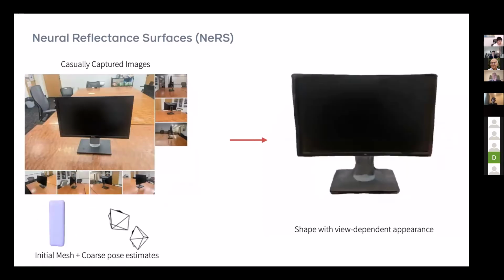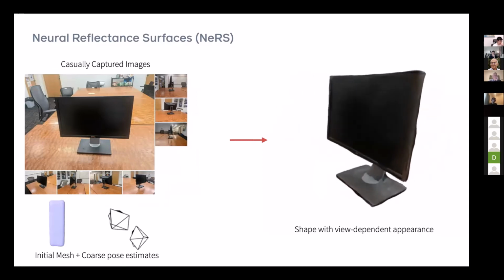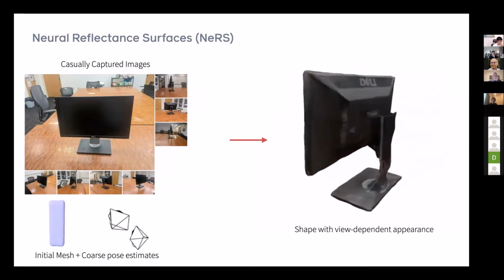And here's maybe just another example with a different object captured in the lab, where again, for this monitor, we just took 8 images, used only a cuboid-like mesh with very coarse initial cameras. And again, we can get a pretty detailed 3D model output using our approach.